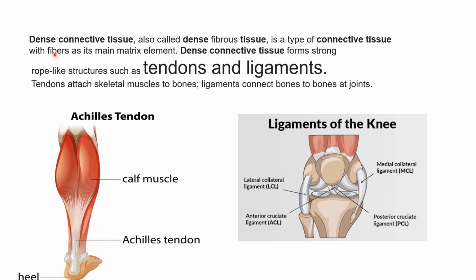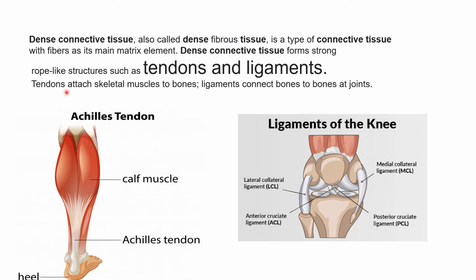Now the second type, dense connective tissue, which is also called dense fibrous tissue, is a type of connective tissue with fibers as its main matrix element. Dense connective tissue forms strong rope-like structures such as tendons and ligaments.